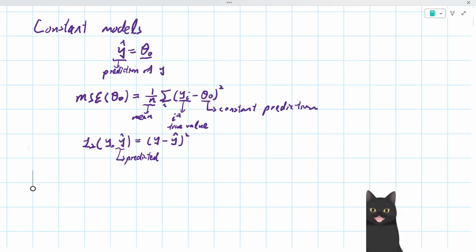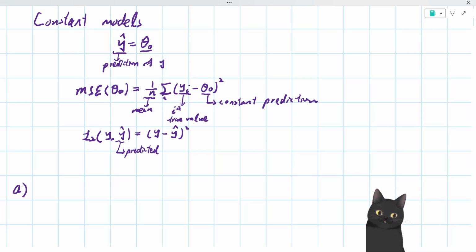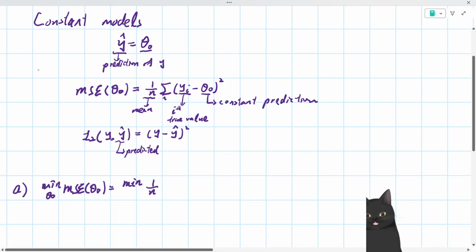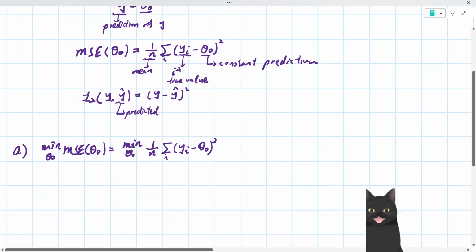Well, let's try to formulate the question first. Every time we do a math problem, we're going to formulate it first. This is essentially how math works in upper division as well. So we know that the function we are supposed to minimize is the mean squared error. So we're going to try to find a theta naught that minimizes MSE of theta naught. And this means we're going to find the minimum of 1 over n times, once again, the summation term with respect to theta naught, which means the only thing we can adjust here is theta naught.